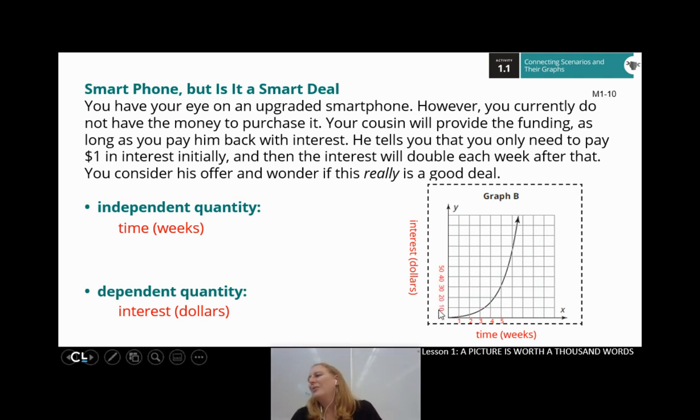And so it looks like we have $10, $20, $30. Look at this. By the 5th week, you have to pay your cousin $32 in interest on top of what you already have to pay. It's not right, man. It's not right.